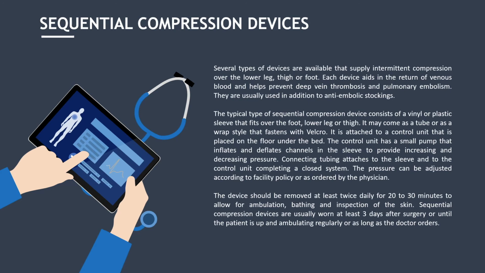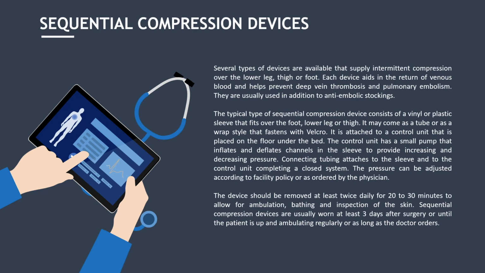It is attached to a control unit that is placed on the floor under the bed. The control unit has a small pump that inflates and deflates channels in the sleeve to provide increasing and decreasing pressure. Connecting tubing attaches to the sleeve and to the control unit, completing a closed system. The pressure can be adjusted according to facility policy or as ordered by the physician.